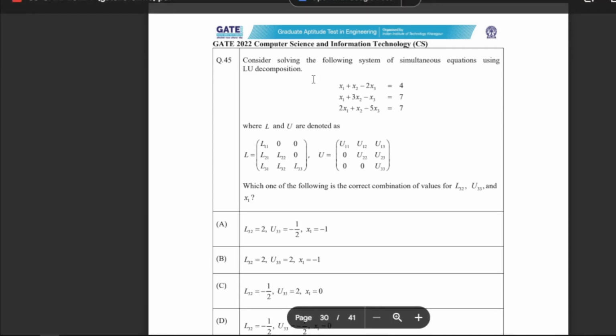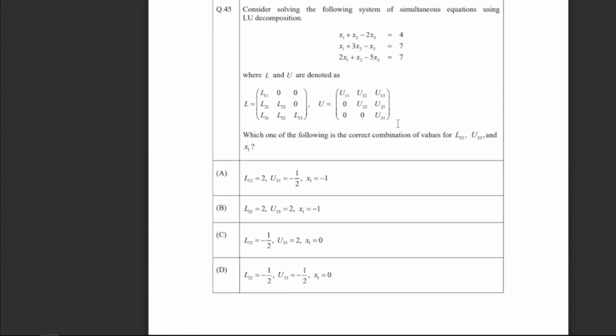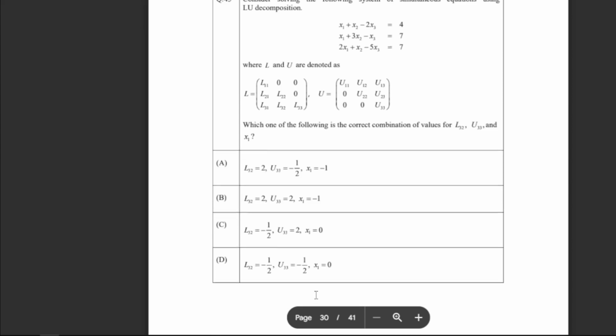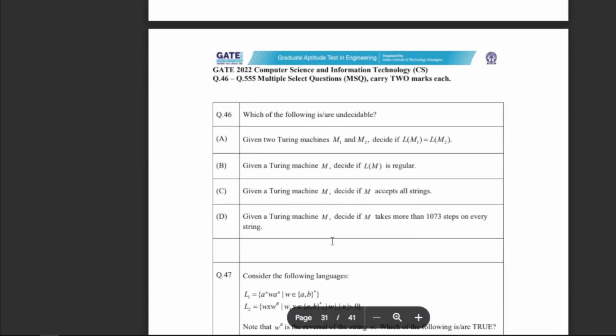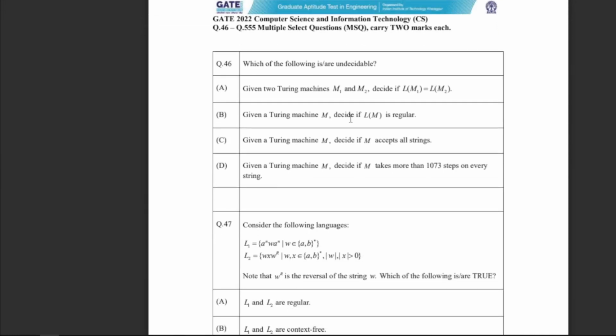Now consider solving the following system of simultaneous equations using LU decomposition, right? So for 45, the answer is D, that is L32 equals minus 1 by 2, U33 equals minus 1 by 2, and X1 equals 0. Now the next question is a multiple select question, MSQ. Which of the following is undecidable? So for 46, our answer is A, B, C.